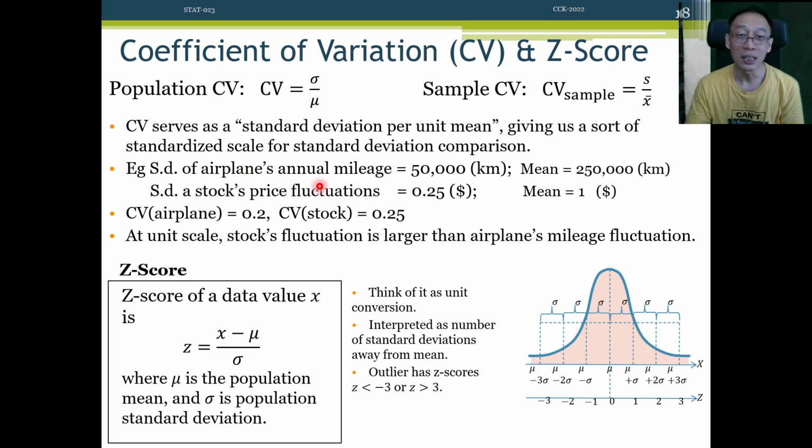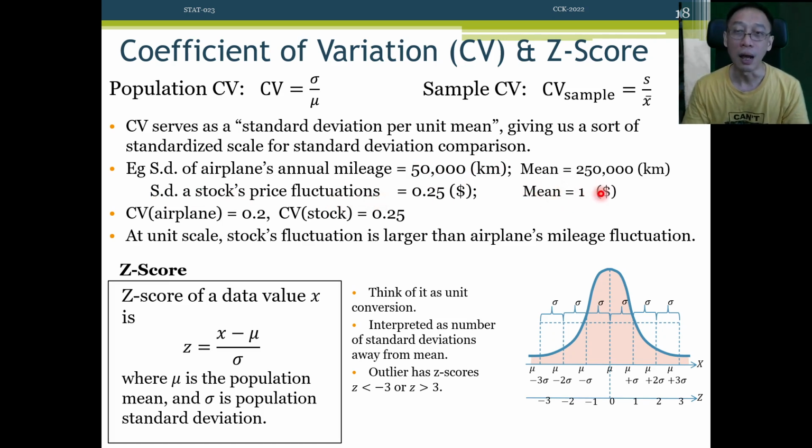The airline's annual mileage: let's say each airplane flies 250,000 kilometers every year on average. Sometimes a bit more, sometimes a bit less, maybe 350,000 kilometers, sometimes 100,000 kilometers. So plus minus a bit, and the standard deviation amounts to 50,000, which looks like a lot, right?